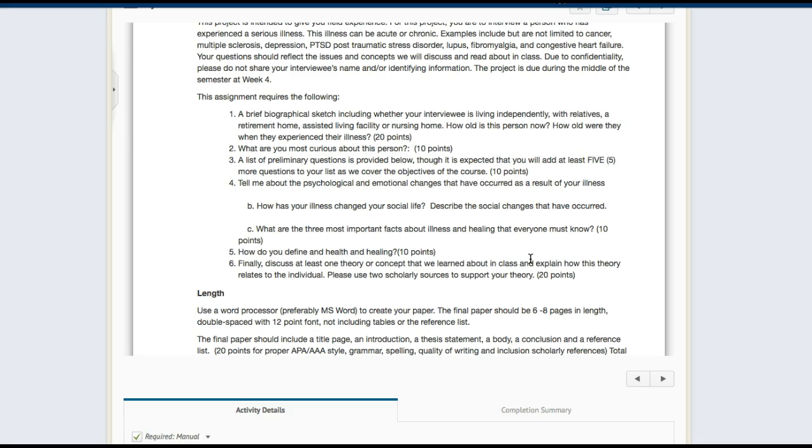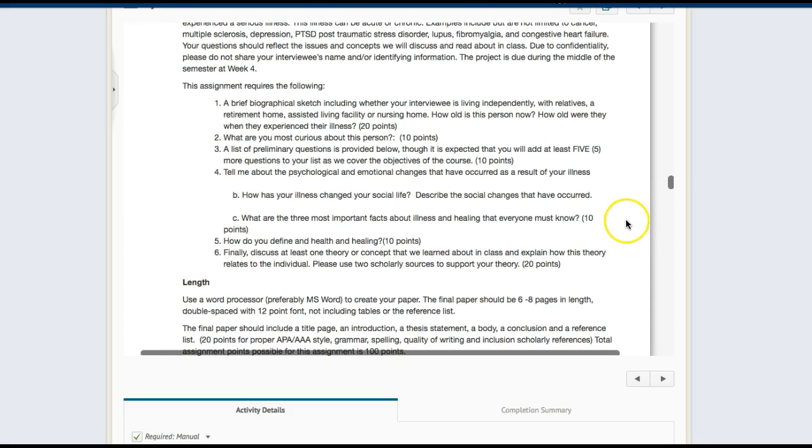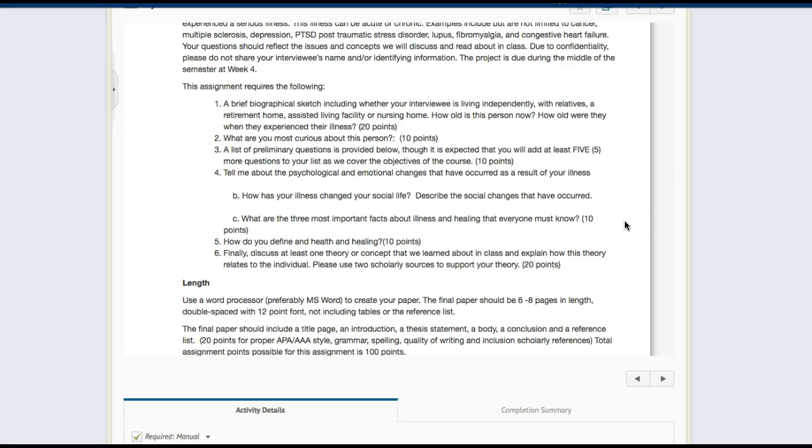And finally, what you want to make sure that you're doing is discussing at least one theory or concept that we've learned about in class and explain how this theory relates to the individual. And you want to make sure that you're using at least 2 scholarly sources to support your theory. So this is worth 20 points. And you can also feel free to use journal articles that I've provided within our online classroom to support this paper. So those can certainly count as 2 of your scholarly sources that you're using.